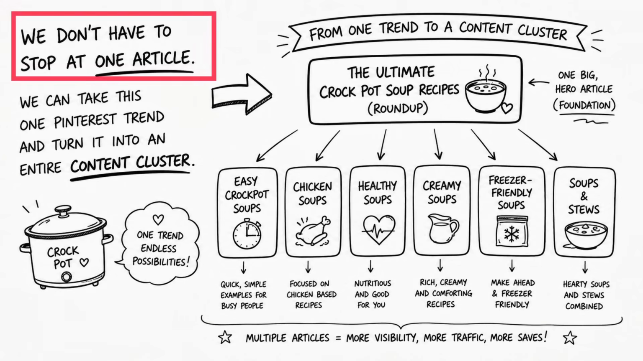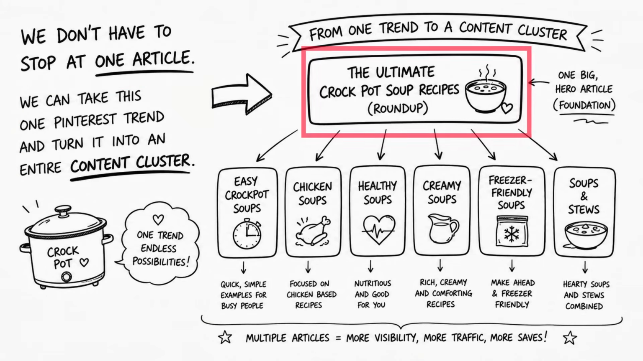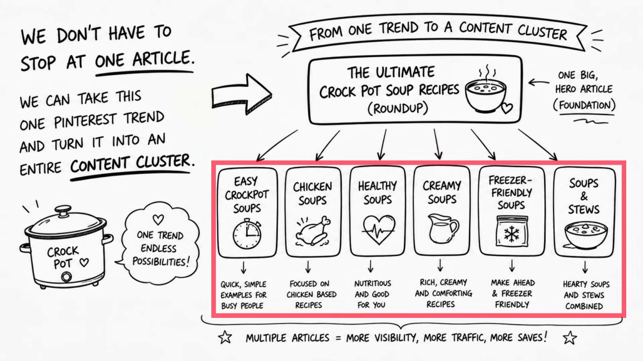We don't have to stop at one article, guys. We can take this one Pinterest trend and turn it into an entire content cluster. For example, we could have one big crockpot soup roundup, then create separate articles around easy crockpot soups, chicken soups, healthy soups, creamy soups, freezer-friendly soups, soups and stews, and so on. And now we have gone from soup is trending to here are 6 or 7 specific content opportunities that I can build around a trend that Pinterest is already showing signs of growth in.